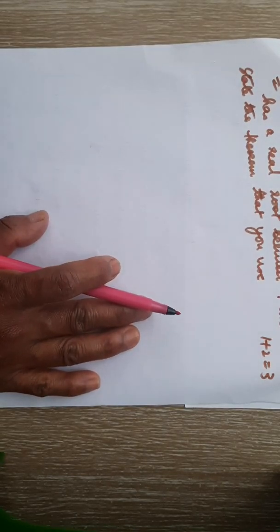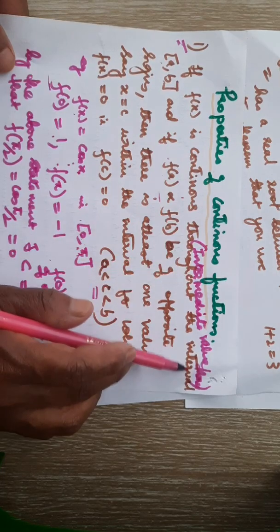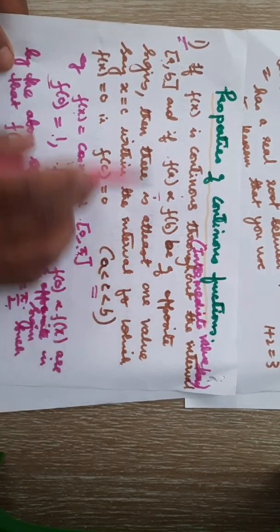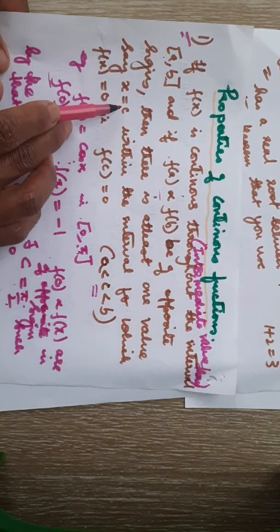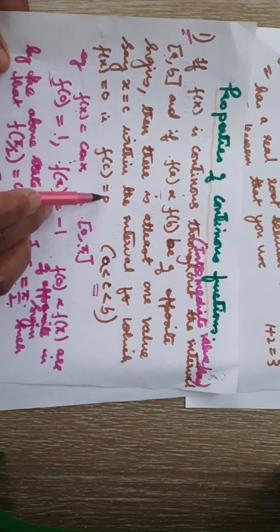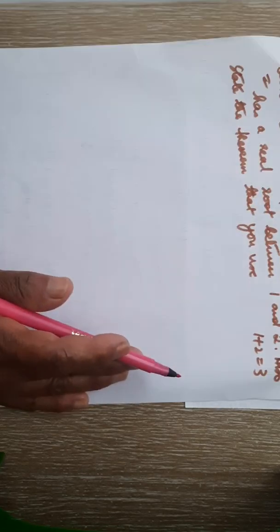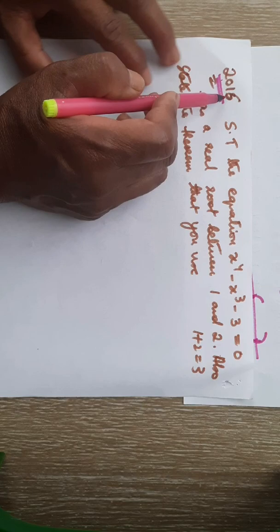Now let me do one more application of that first property, that is the intermediate value theorem. If f(x) is continuous throughout the closed interval [a, b], and if f(a) and f(b) are of opposite sign, then there will exist at least one value, say x = c, within the interval for which f(x) = 0, that is f(c) = 0, if they are of opposite sign. Now let us see this particular problem which was asked in 2016.